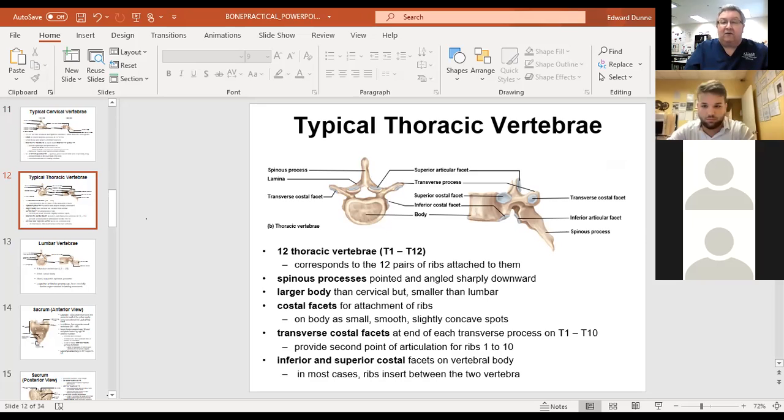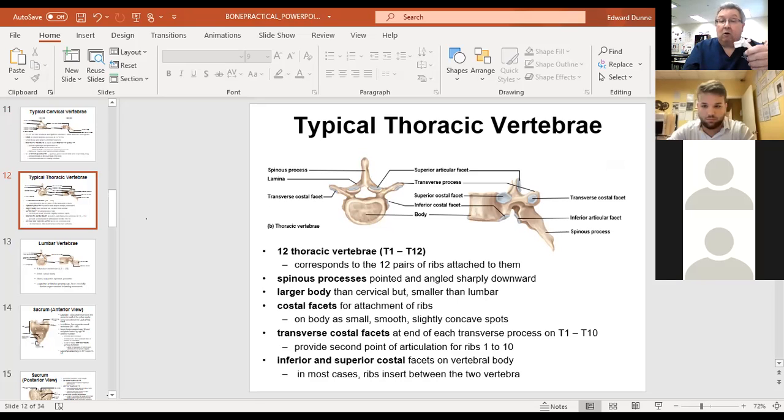So again, there are 12 of them. The spinous processes are pointed and angled downwards. The body of the thoracic vertebra is larger than cervical, but smaller than lumbar. Only on the thoracic vertebra are these costal facets. Costal means ribs. It is only on the thoracic vertebra where the ribs attach.